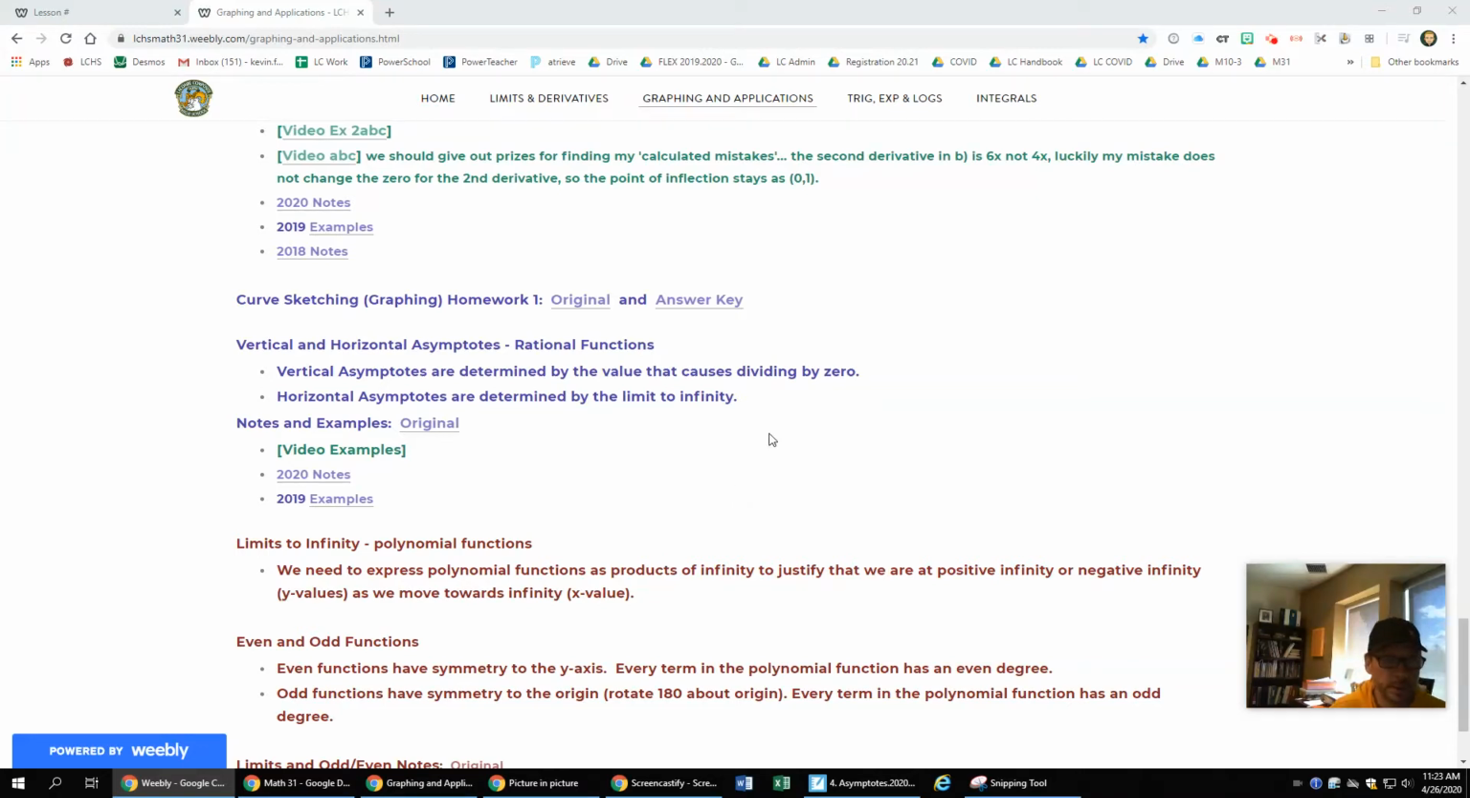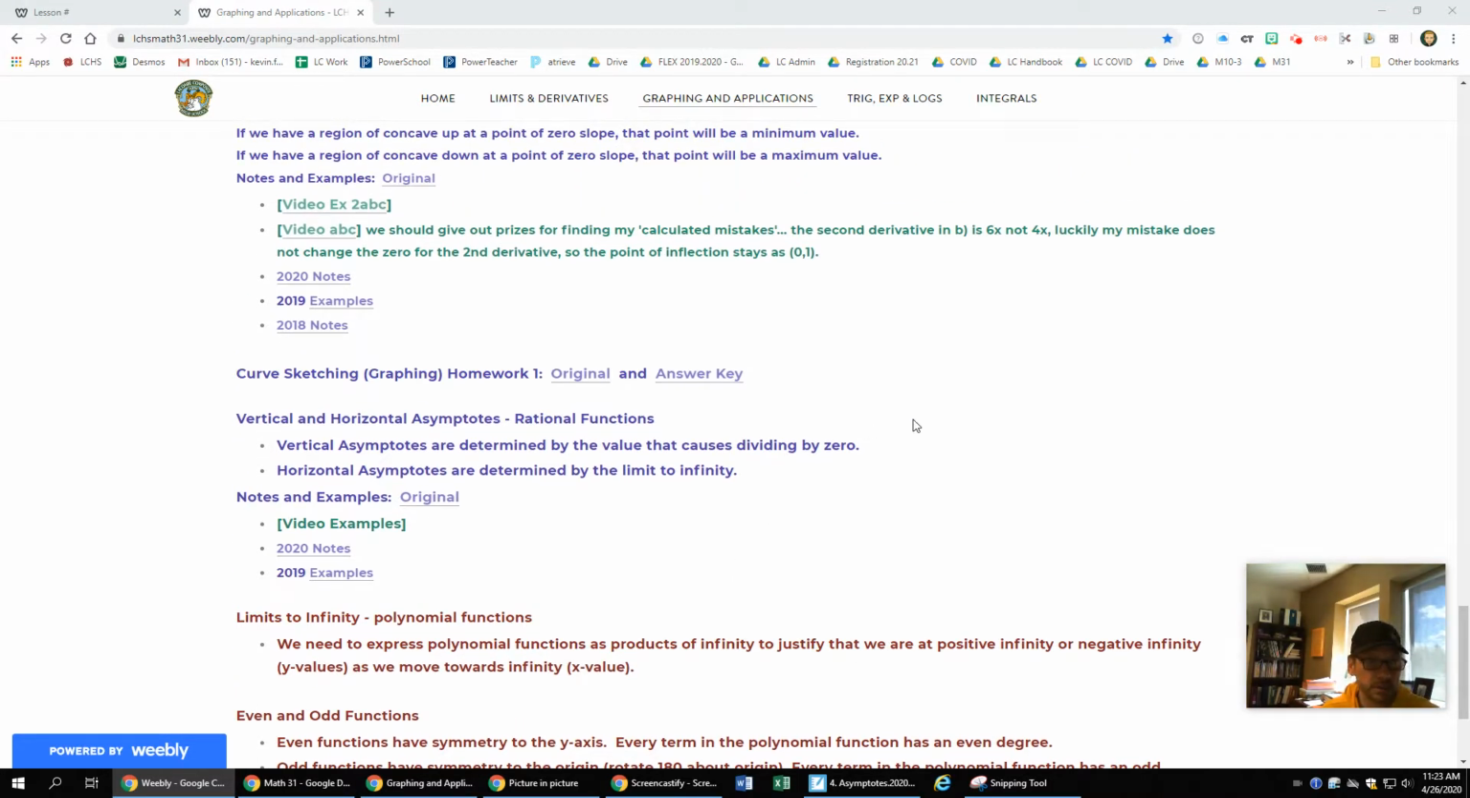Hey everyone, we're going to move on to the next part of our lesson on curve sketching. And we're going to talk about vertical and horizontal asymptotes. And we're going to show you that this is actually not a new skill for you.